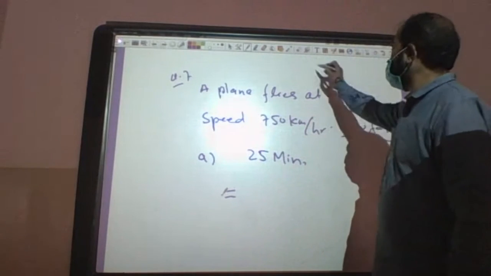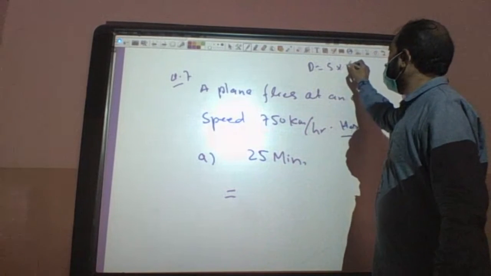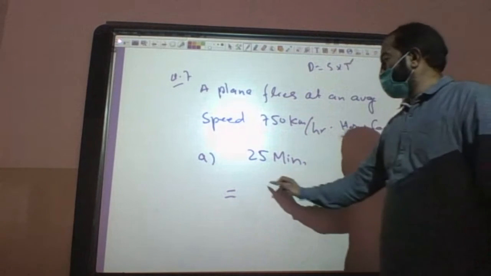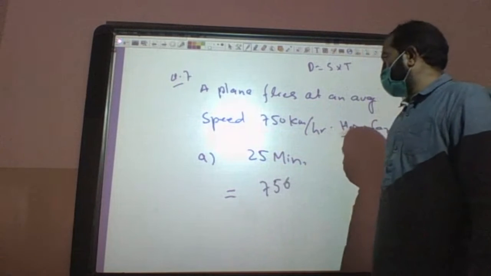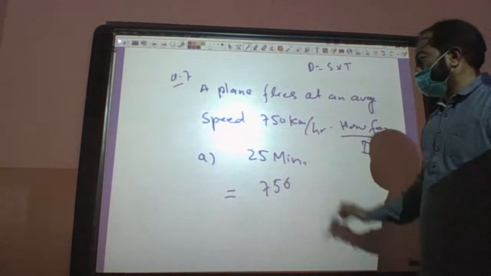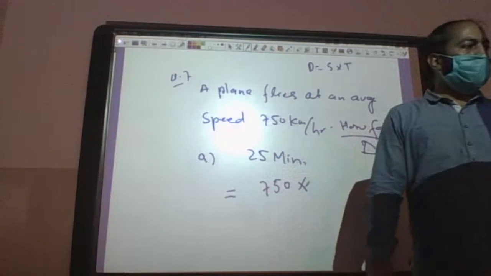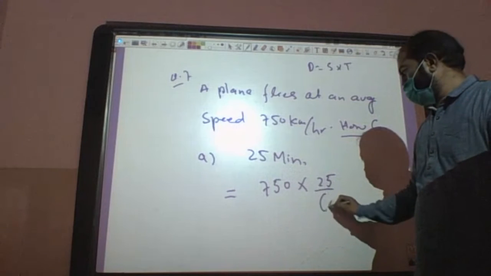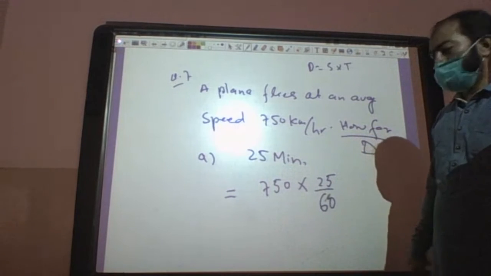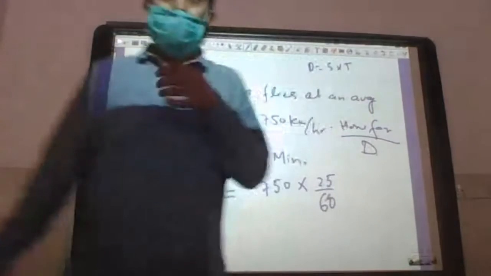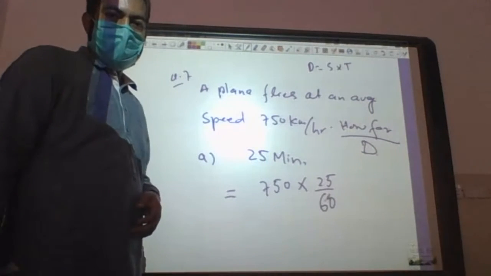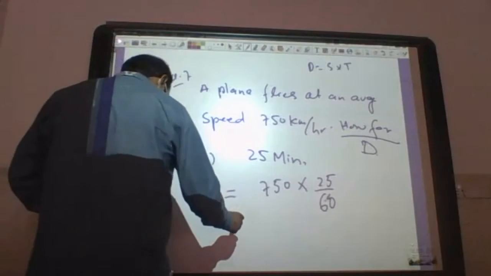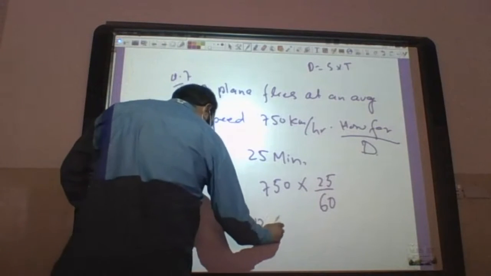We have to find the distance, which is equal to speed times time. What is the speed? 750 kilometer per hour. So this minute we can convert into hours. So I may write 25 by 60. This is one way we can solve it. Yes, do you have any answer? Sir, 312.5.